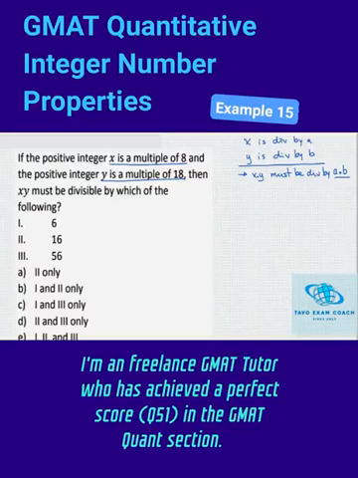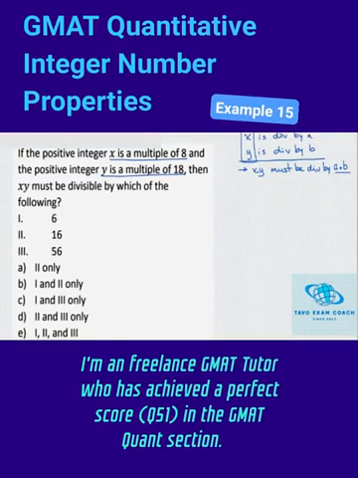If the positive integer x is a multiple of 8 and the positive integer y is a multiple of 18, then xy must be divisible by which of the following numbers? If a number is divisible by some factor and another integer is divisible by some other factor, the product of those integers, that is x and y, must be divisible by the product of the two factors or divisors.